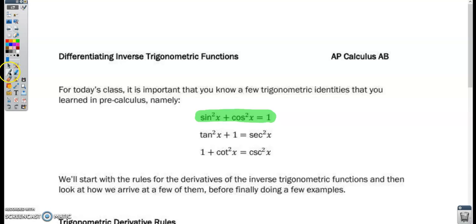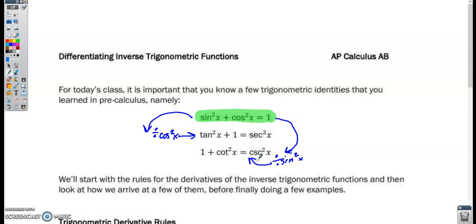In order to get this identity right here, I just take this and divide by cosine squared of x, and that generates that identity. And if I want this identity right here, I just go ahead and divide by sine squared of x. That gives me this identity right here. So I really only remember the first one. But if you remember all of these, good for you. They do come in handy at times.